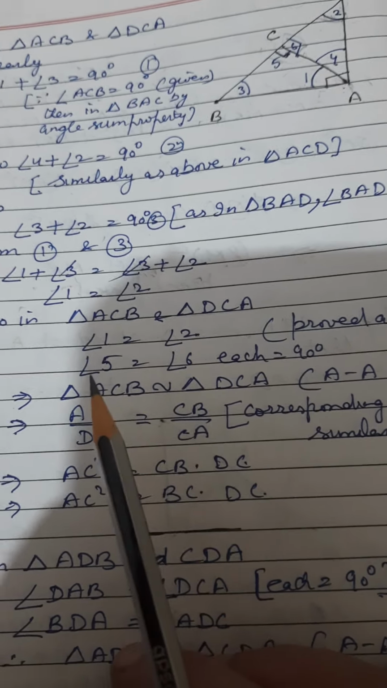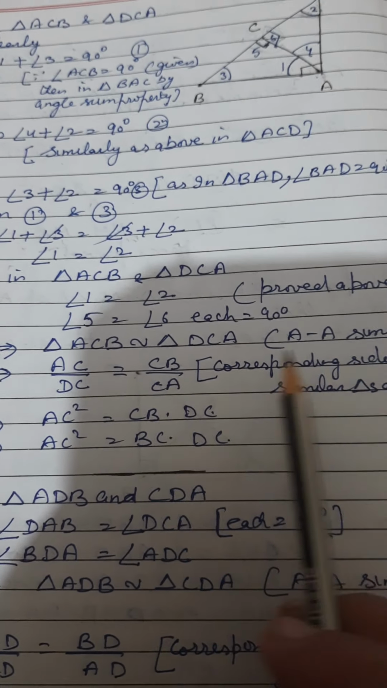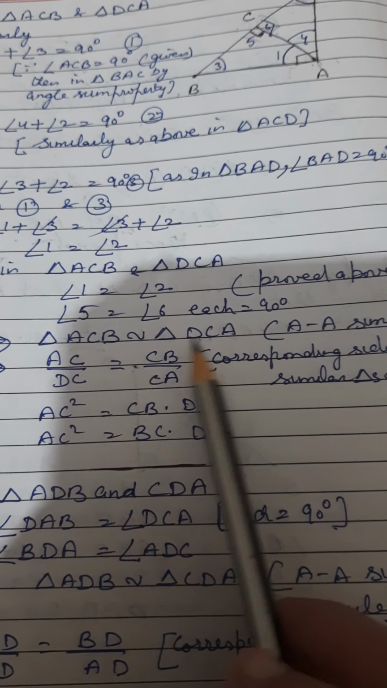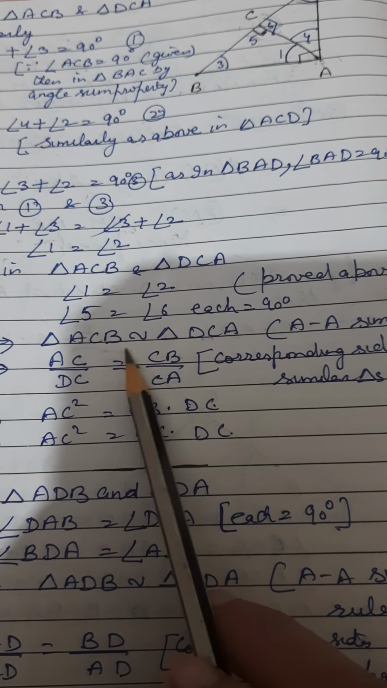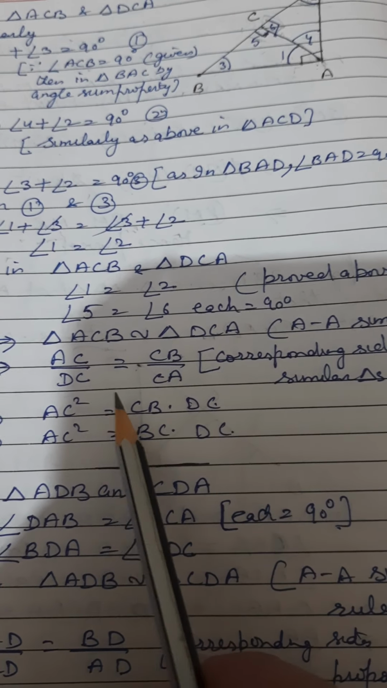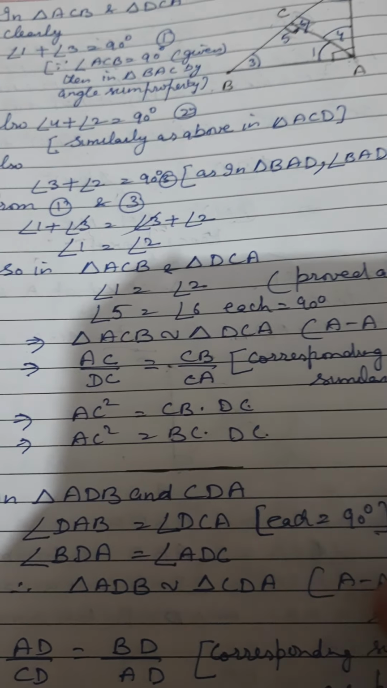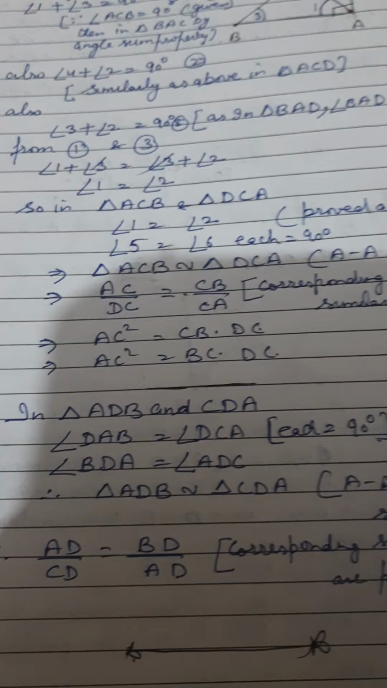similar. From here, by the angle similarity rule, we get AC upon DC is equal to CB upon CA, meaning AC square is equal to CB into DC. This was the second part that we were to prove.